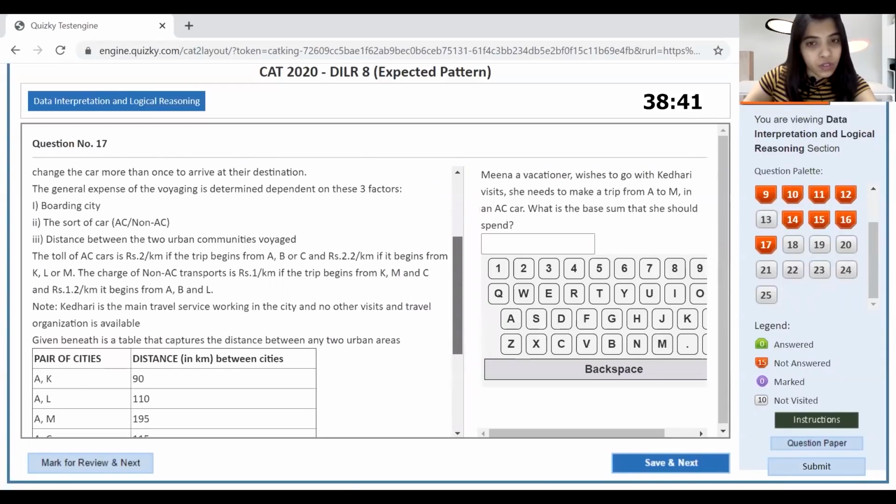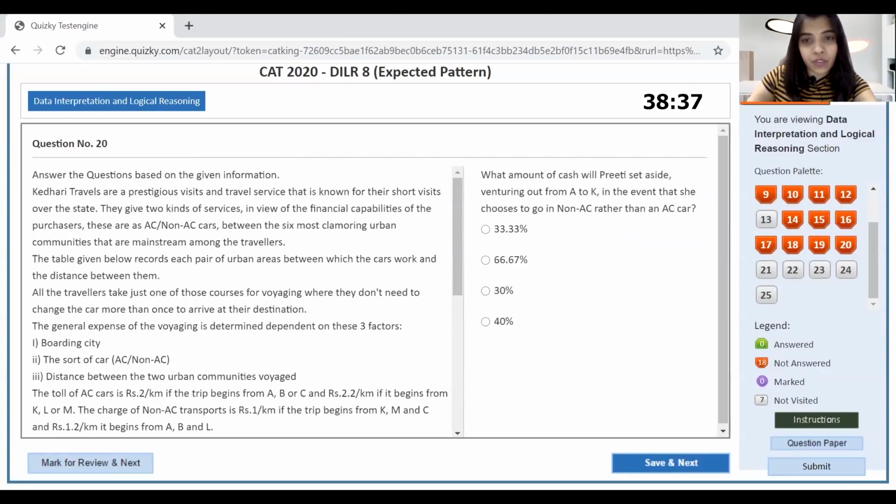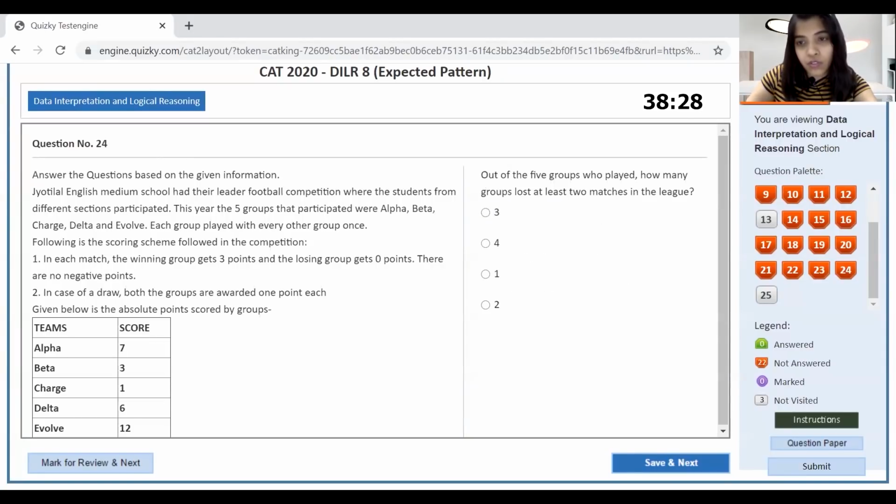Okay. This seems like a basic DI thing. 4 questions for this. This is some sort of matches, points. Okay, and fine. 5 questions for this.